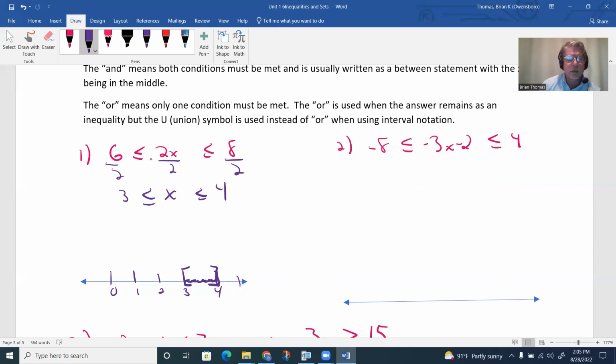So what that means is you have to be greater than or equal to 3, and you have to be less than or equal to 4. So what this is saying is x is greater than or equal to 3, and x is also less than or equal to 4. But instead of writing like this, we prefer to write it as a between statement like that.